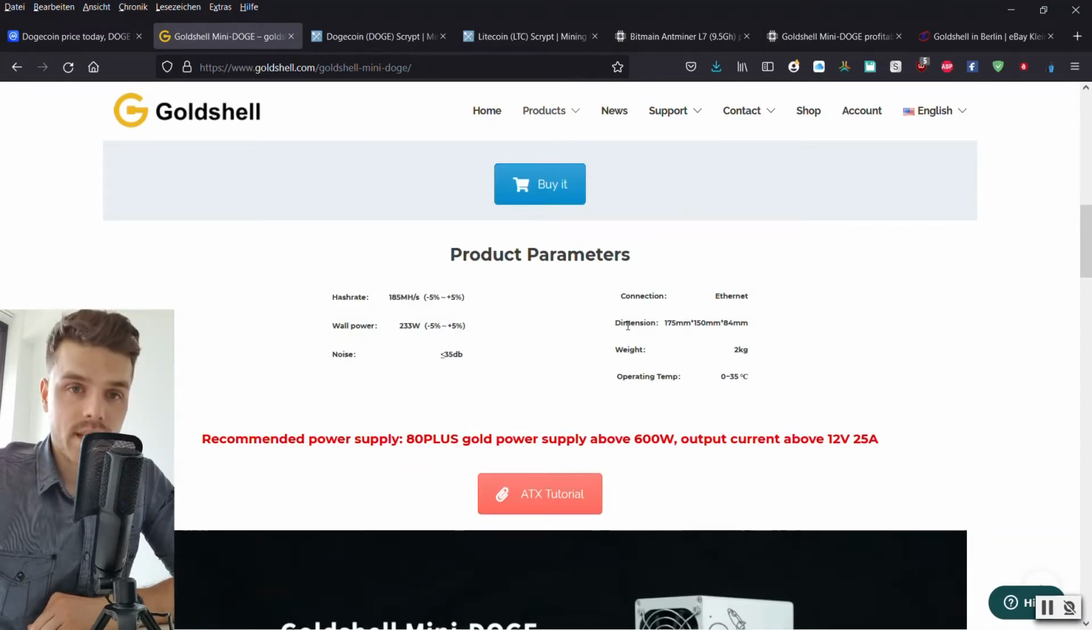Now, we will be taking a look at the Scrypt algorithm of Doge, what you get for mining, how you can get Doge and Litecoin at the same time, and what the ROI is.